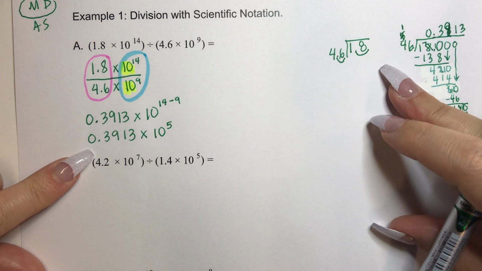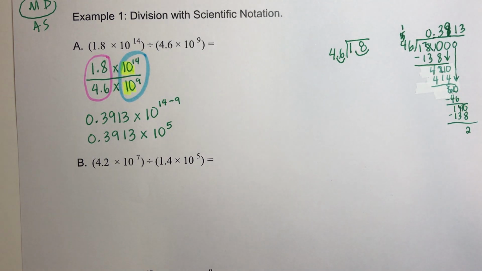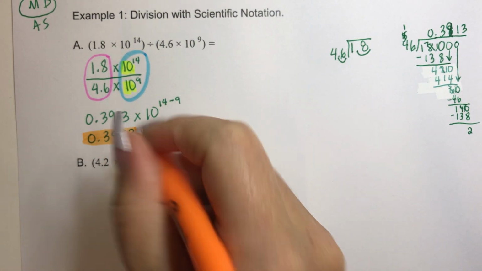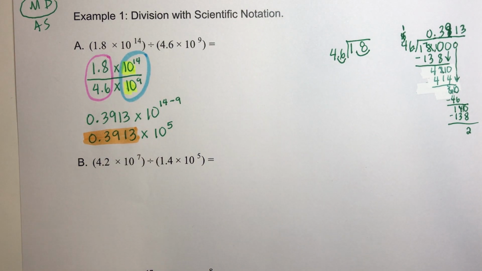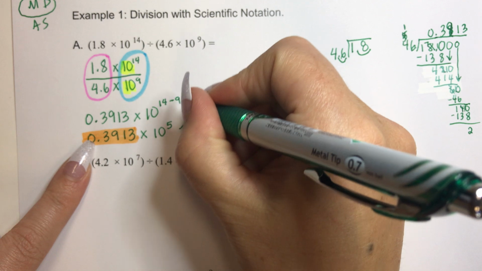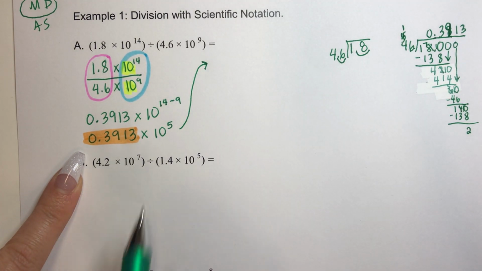Now, is this in scientific notation? And you have to check, right? So this number here is supposed to be between 1 and 10. So the question is, is this number between 1 and 10? And the answer is no, it's actually less than 1. So we need to make this number bigger, right? So how are we going to make that bigger? Well, we're going to make it bigger by multiplying it by 10.